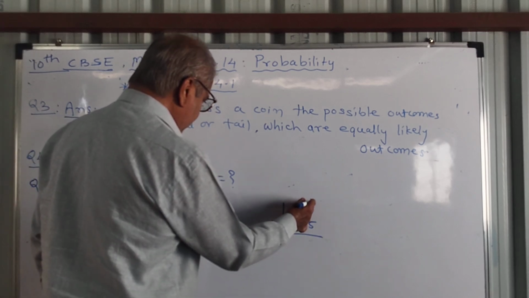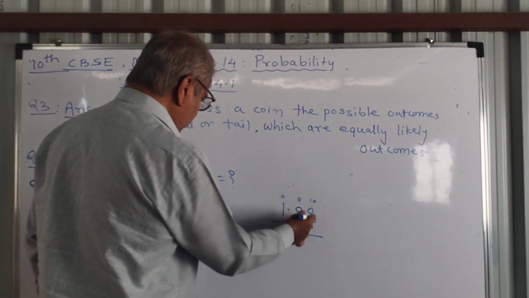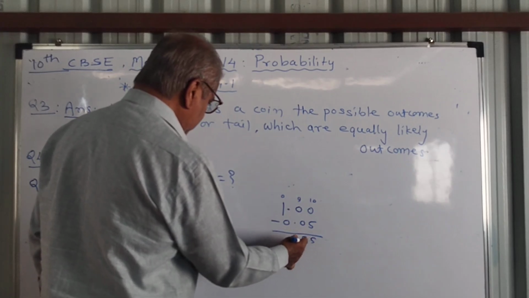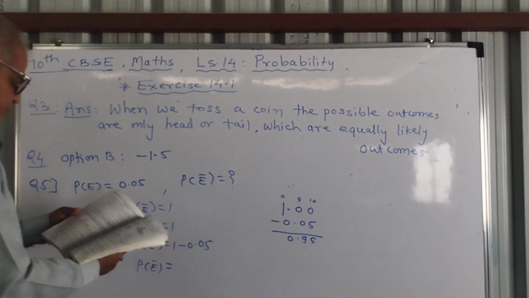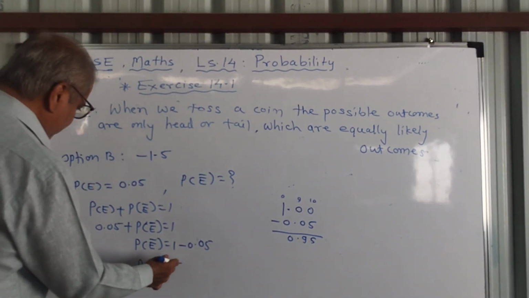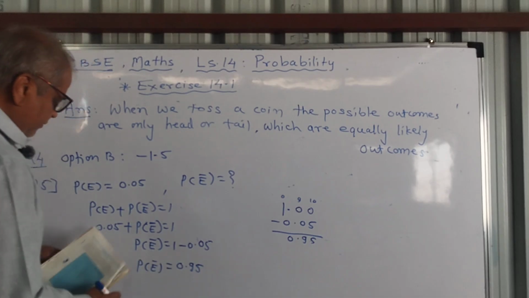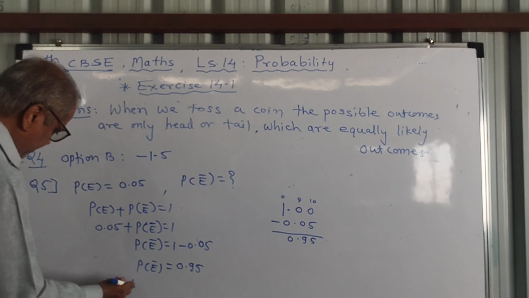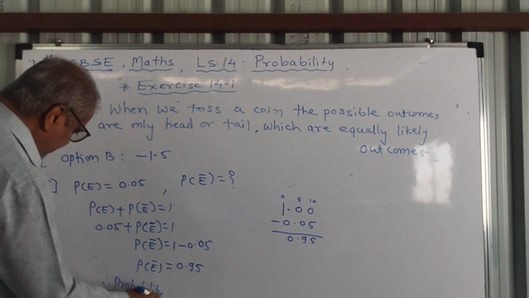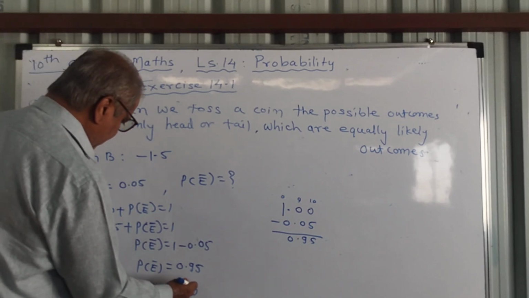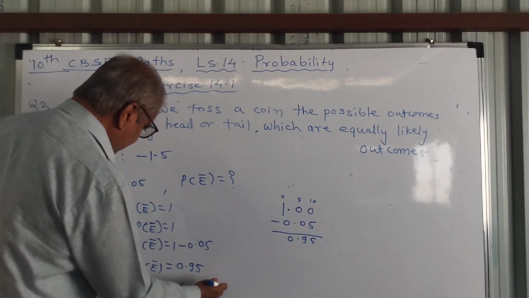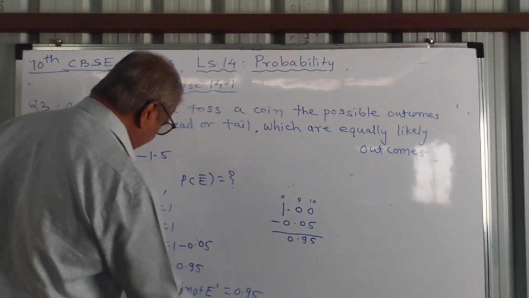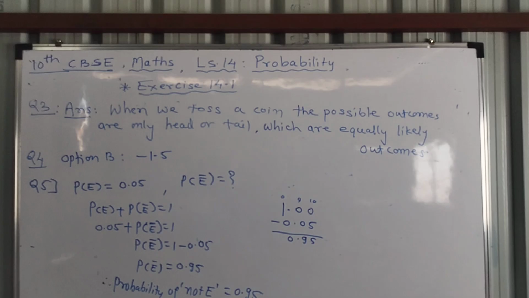0.05. So this will become 10, this will become 9 and 0. So 10 minus 5 is 5, 9 and 0. So the answer is 0.95. Final answer. Therefore, the probability of not E is equal to 0.95. So this is question number 5.